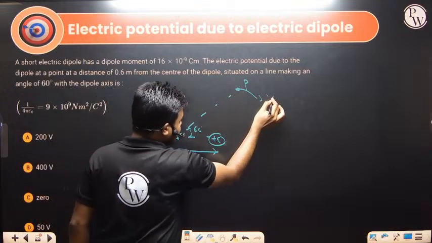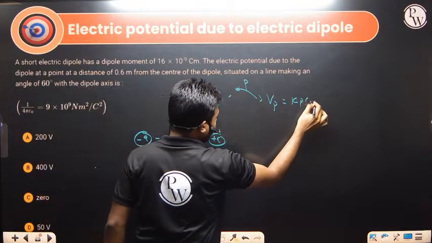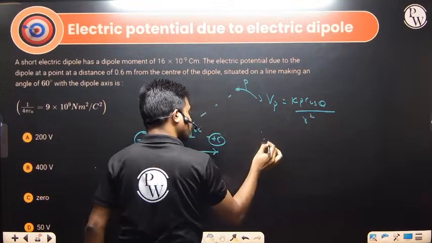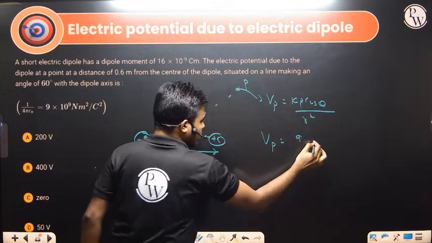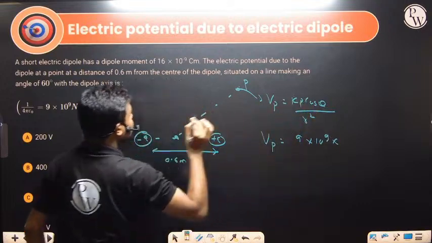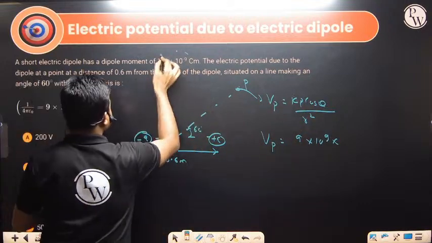Again, what is the formula of electric potential? Kp cos theta divided by r square. So the electric potential at point P: K value is 9 into 10 to the power 9, into the dipole moment they have given in the question.